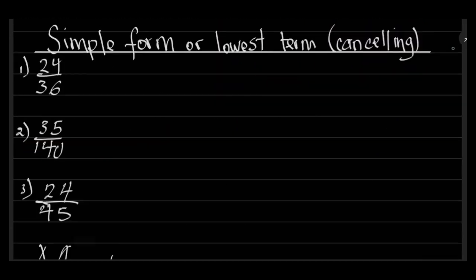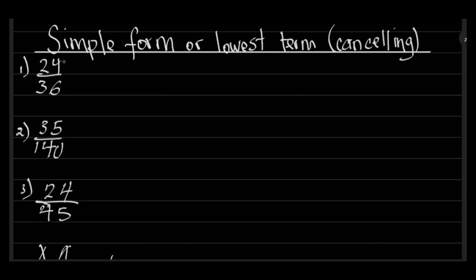Okay, let's move on. Now we are looking at the simple form or lowest term, that is cancelling out. So all of these have a simpler form, meaning that the values of the numerator and the denominator can be reduced, and we can only do this by dividing both the numerator and the denominator by the same number. That number should be capable of dividing both the numerator and the denominator.